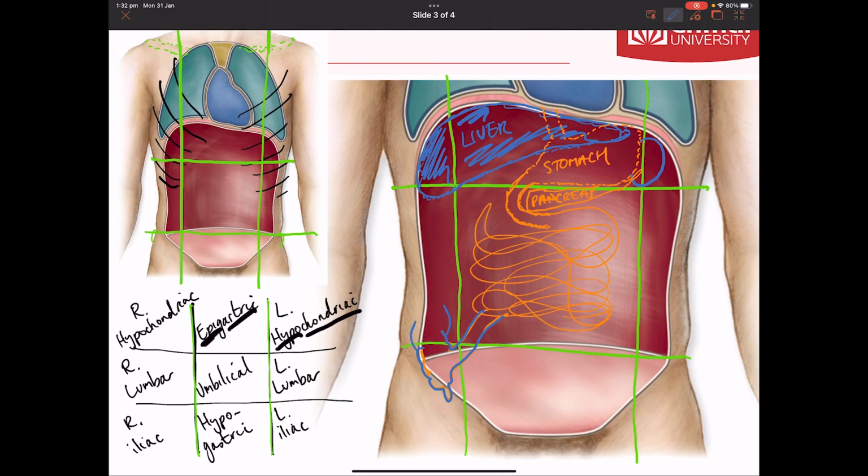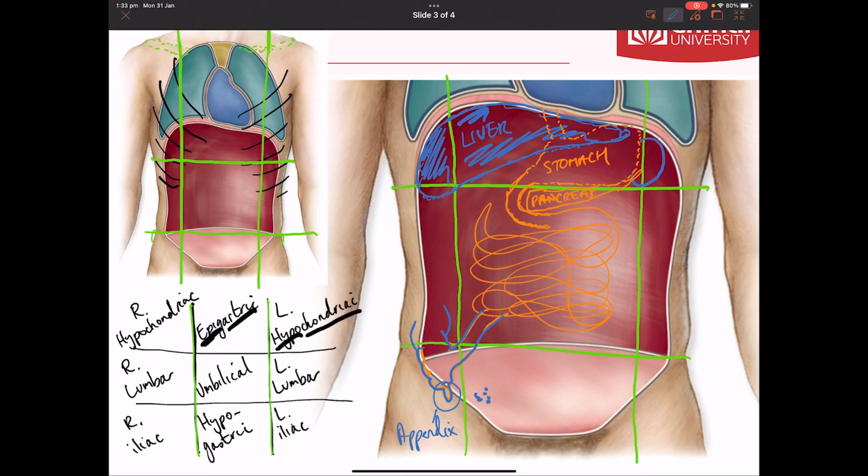Now, a couple of things. What we've got here is the appendix. So the appendix for most people sits in the right iliac region, but for some it's also sitting in the hypogastric region. So it can shift around a little bit.